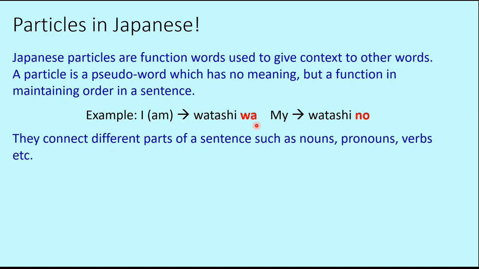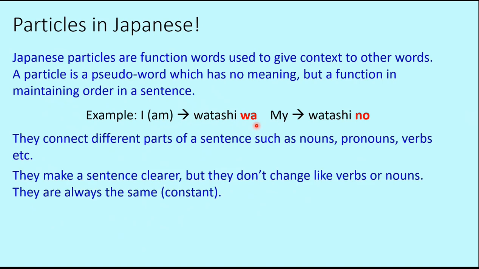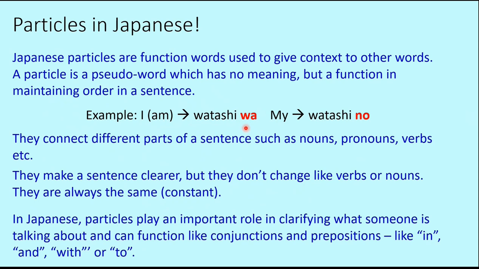So the particles basically connect different parts of a sentence such as nouns, pronouns, verbs, etc. They make a sentence clearer, but they don't change like verbs or nouns. They are always the same, that is, they remain constant in a sentence. There is no form. If wa is there, then it will always remain wa. In Japanese, particles play an important role in clarifying what someone is talking about and can function like conjunctions and prepositions like in, and, with, or to.